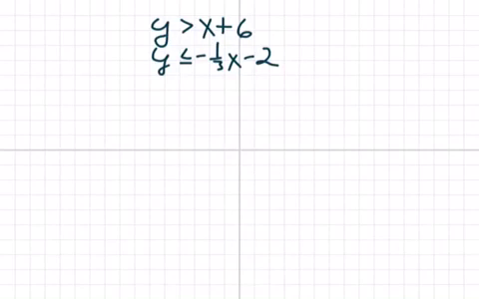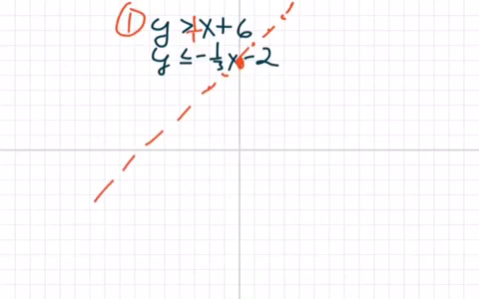Graphing the first one in red, y is greater than x plus 6, so we'll start up 6, and then the slope is 1 over 1, so we're going up 1 over 1, up 1 over 1. And that's greater than, so it's not equal to, so we're not going to have a solid line. We're going to have a dotted line. And then greater than means that we're shading above the line, so above the line, right there.